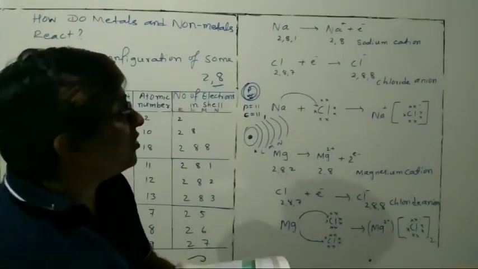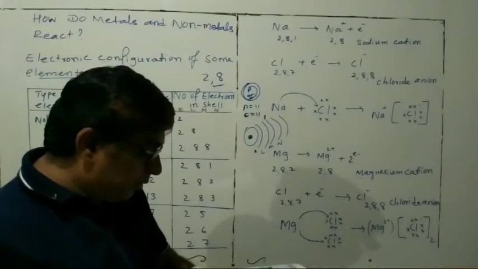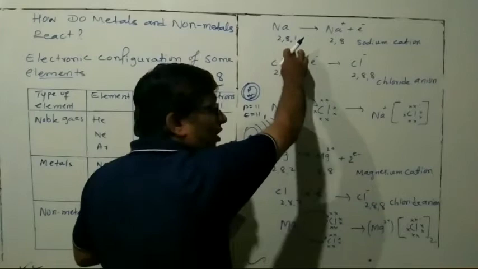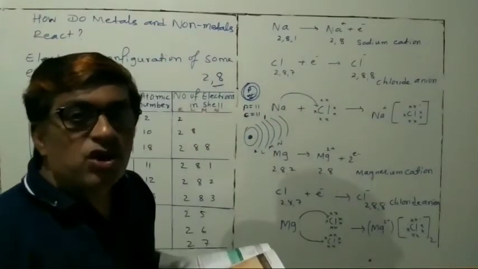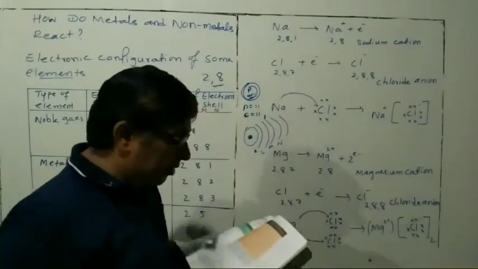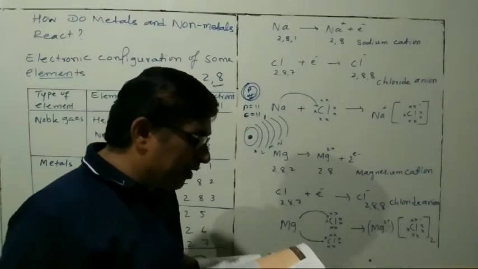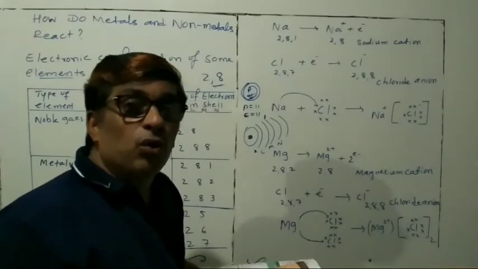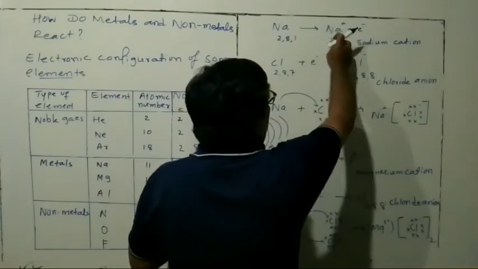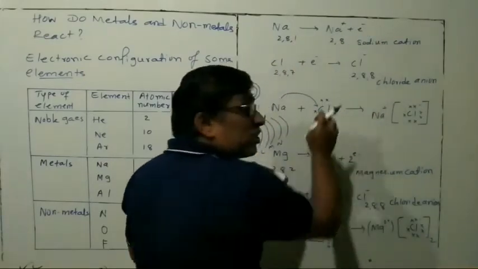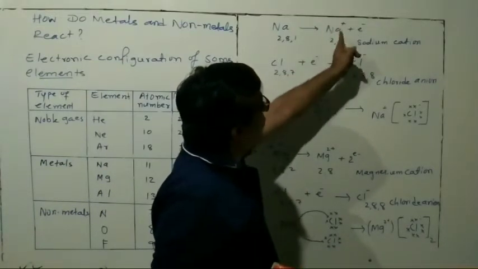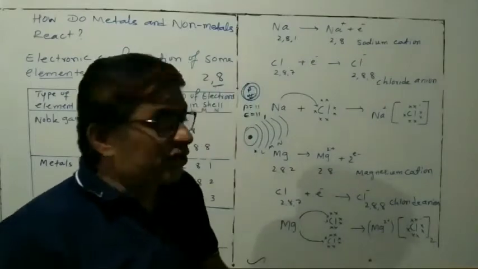So Na positive we are saying. Now look at this one. The atomic number of sodium is 11, with configuration 2, 8, 1. So it has to lose the electron so that it becomes stable. It becomes 2, 8. So one electron is lost, so in this way you have to write. Losing one electron, it becomes positive. So this we are saying sodium cation.